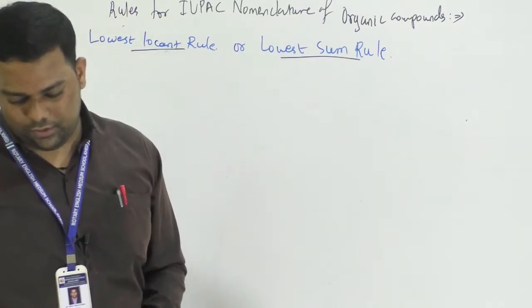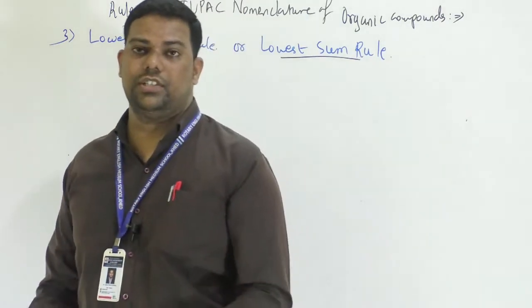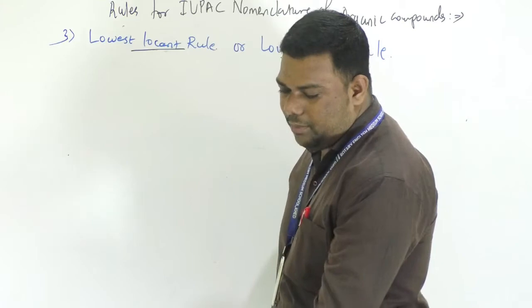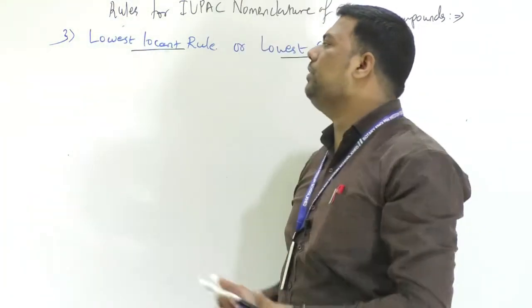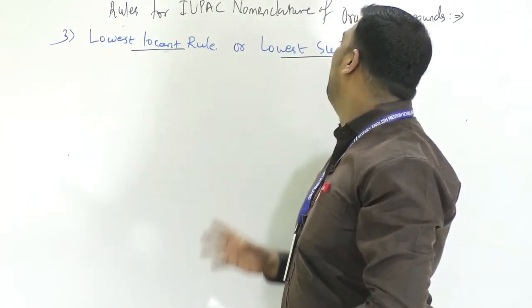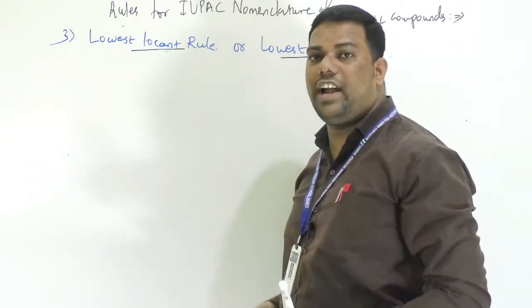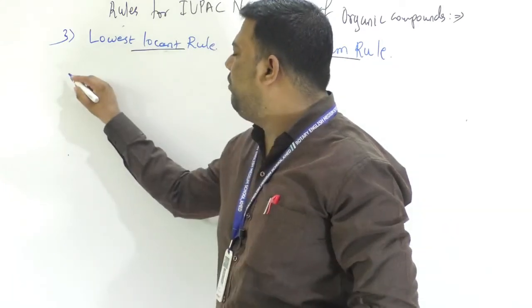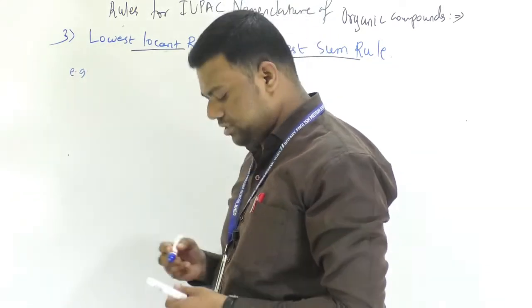So we will discuss one example here. The lowest locant rule, or lowest sum rule, is very important and interesting. So we can start with the example.